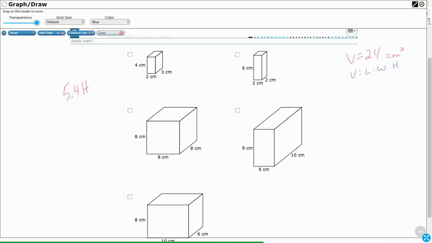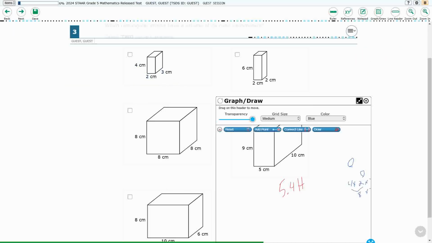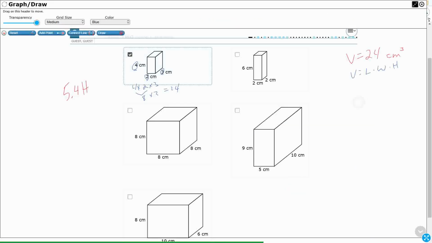Sometimes we can use base times height, and that's probably the more common one you're going to see moving beyond elementary school. Base times height, but we can do length times width times height. We're just looking at 24. So 4 times 2 times 3. That's literally what we're doing here. So 4 times 2 is 8. 8 times 3 equals 24. So that one is good to go. We're going to select that one.